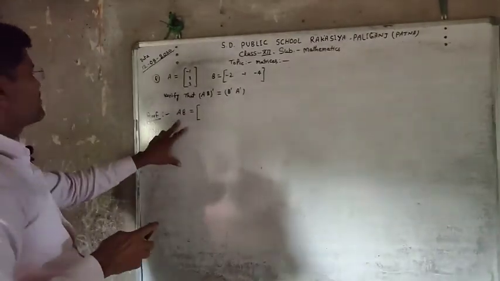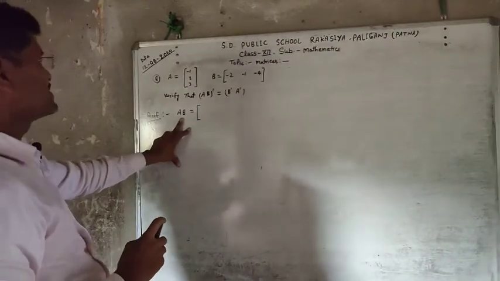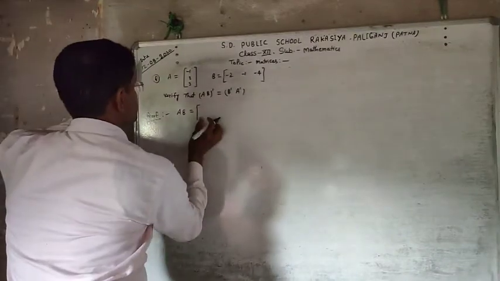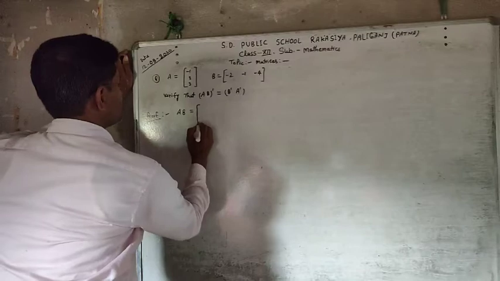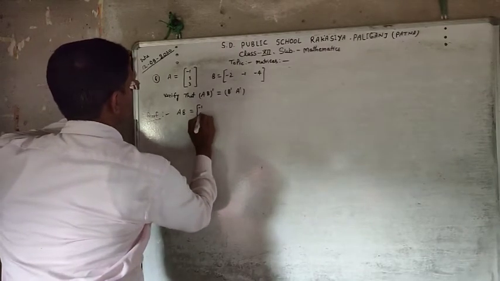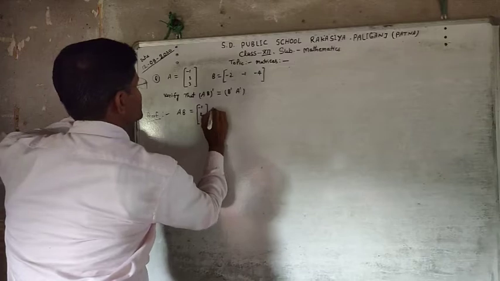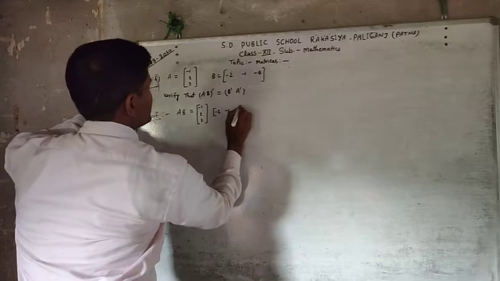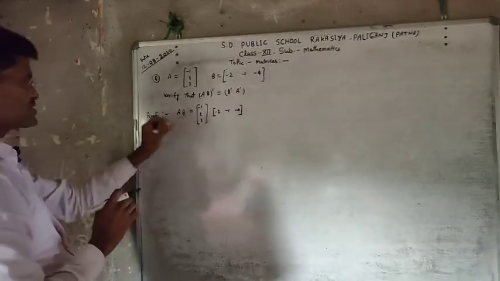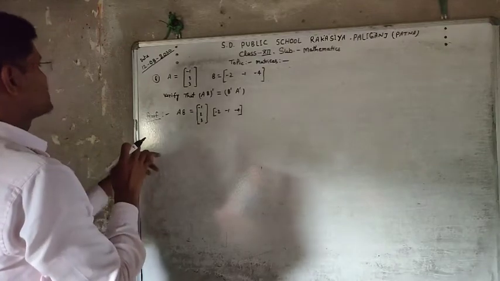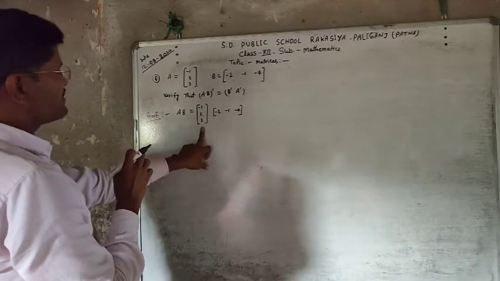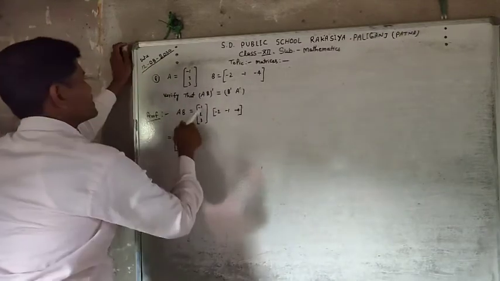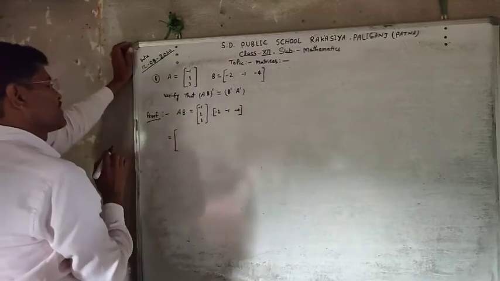First of all, we have to find AB, the product of matrix A and matrix B. Matrix A is a column matrix, with entries minus 1, 2 and 3, and matrix B is a row matrix, with entries minus 2, minus 1 and minus 4. We have to multiply the column matrix with the row matrix, so we start with minus 1 into minus 2.